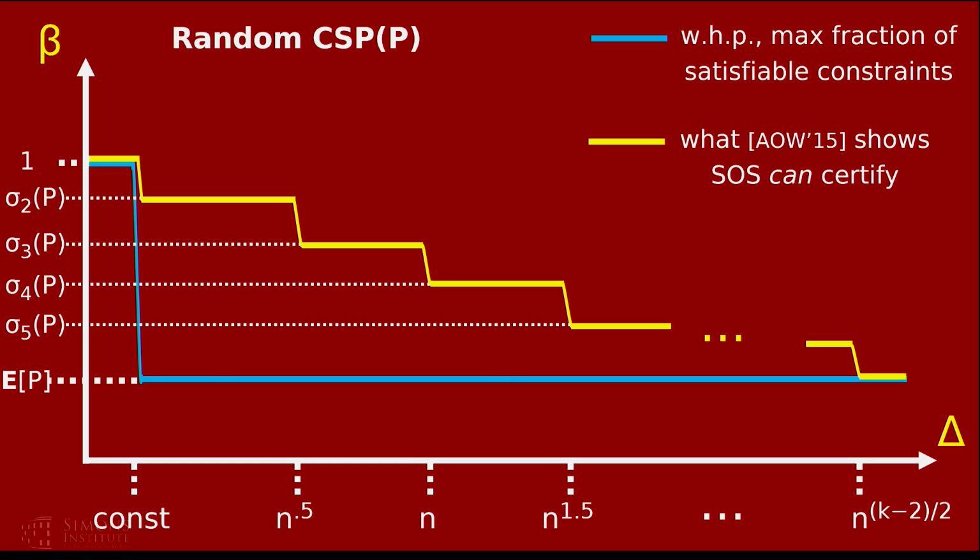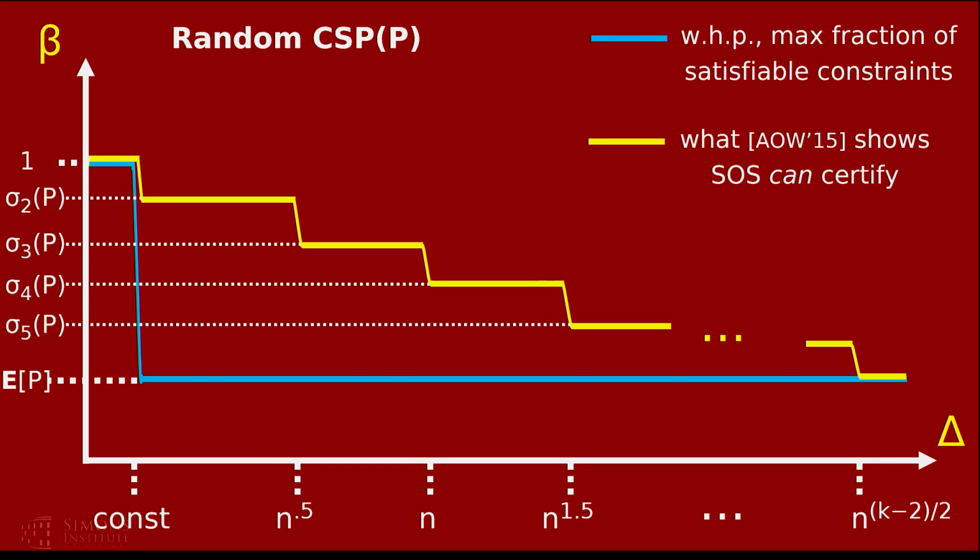Once the constraint density is a bit bigger than a constant, SOS will certify that a random instance satisfies no more than a sigma 2 of p fraction of constraints. That is some easy to compute real number depending on p, and I'll define what it is in a second. Then as the number of constraints gets bigger, SOS doesn't do anything. But as soon as it goes past this threshold n to the 0.5, SOS can suddenly certify that random instances have the property that any assignment satisfies at most a sigma 3 fraction of constraints.